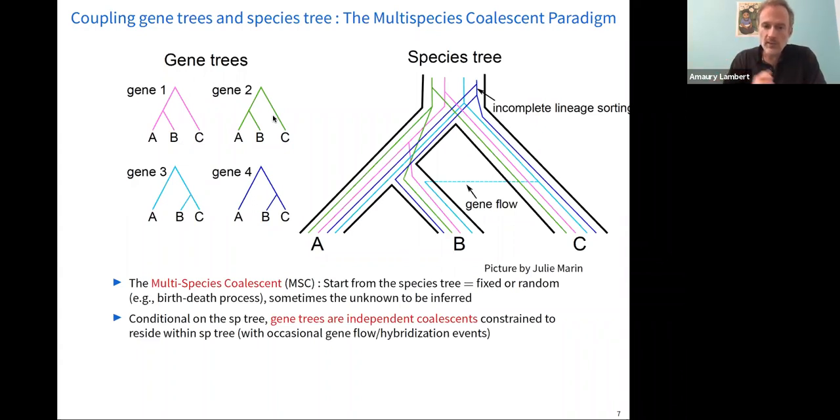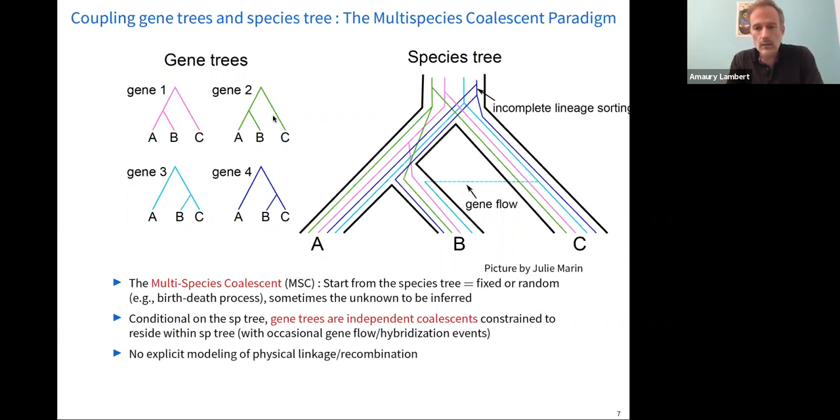And conditional on the species tree, the gene trees are assumed to be independent coalescents, but that can only coalesce when the lineages are inside the same tube, the same pipe of the species tree. Sometimes you can allow for occasional gene flow or hybridization events in the species tree, but that's pretty rare.